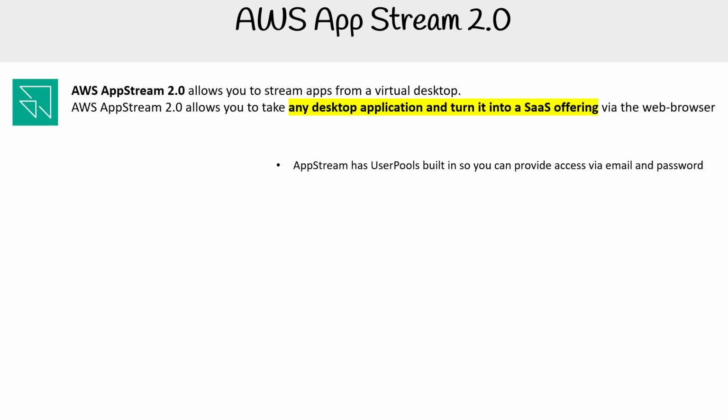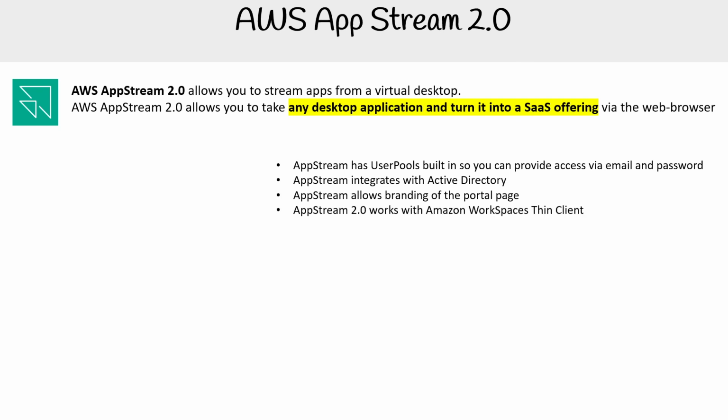So, AppStream uses user pools built in so you can provide access via email and password, or you can use Active Directory. Obviously, Active Directory is probably the preferred method, but if you have to get going, the user pools is nice. I imagine that uses Cognito underneath, but you can't tell. AppStream allows branding of the portal page. AppStream 2.0 works with Amazon Workspace's thin client. You can embed AppStream 2.0 for domains that have been allowed.